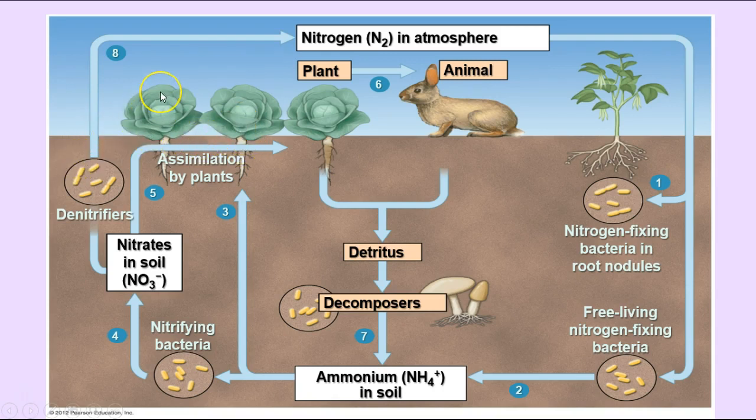The plants assimilate the nitrates into their tissues that are then eaten by animals, and then those things are returned to the soil by means of the detritus and the decomposers, the detritivores and the decomposers. There are also denitrifying bacteria that can return some of that nitrogen to the air as well.